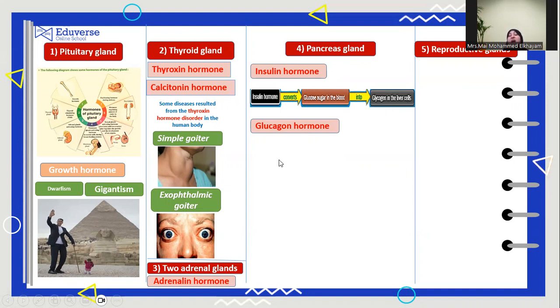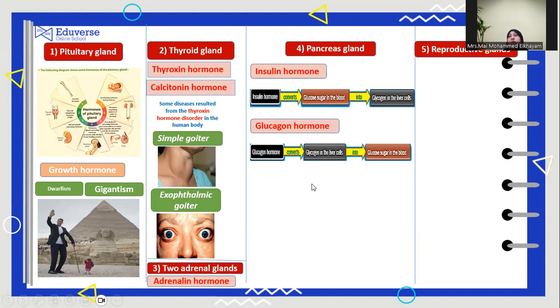Glucagon hormone is the opposite of the insulin hormone function. Glucagon hormone is produced by the pancreas when the blood glucose level is low. This may happen when you are fasting, for example. So the glucagon hormone goes to the liver and stimulates it to change back the glycogen, which is stored in it, to glucose again. Pancreas is a mixed gland, and it's a double function gland.